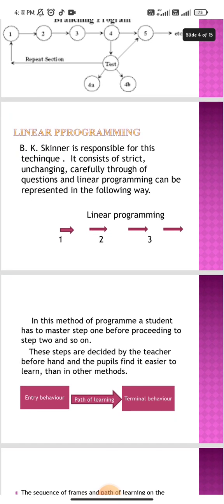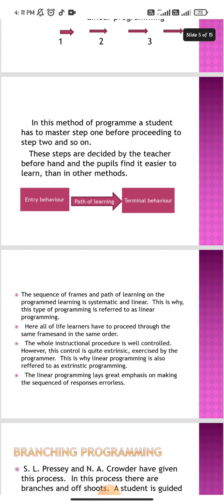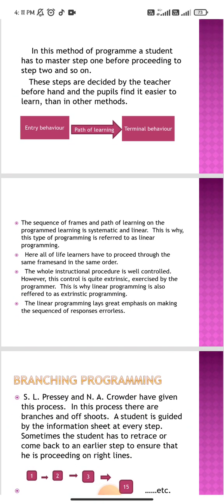In this method of program, a student has to master step 1 before proceeding to step 2 and so on. These steps are decided by the teacher beforehand, and the pupils find it easier to learn than in other methods. The sequence of frames and path of learning in the program is systematic and linear. This is why this type of programming is referred to as linear programming. Here all the learners have to proceed through the same frames and in the same order.